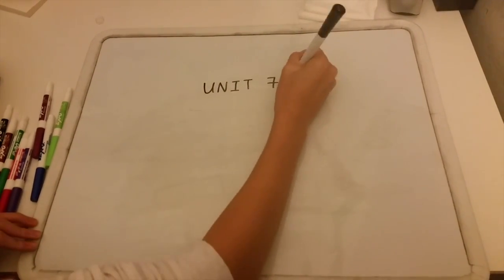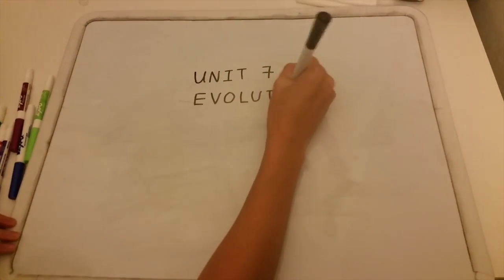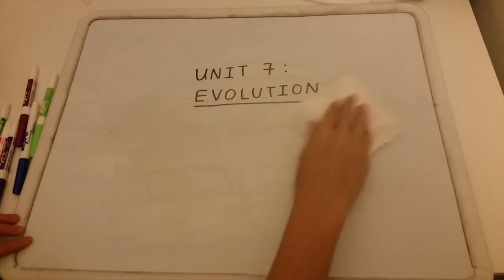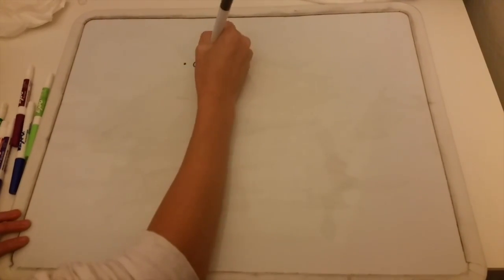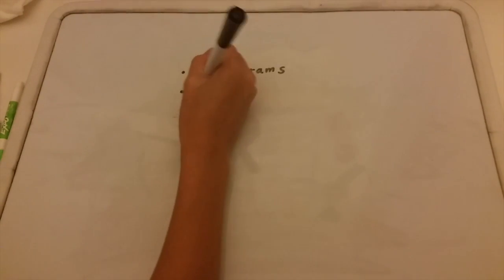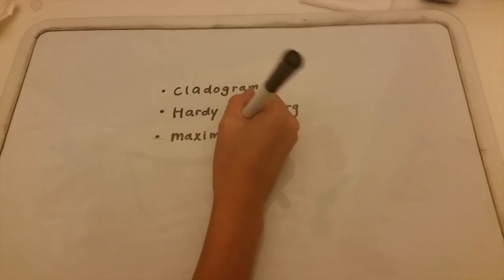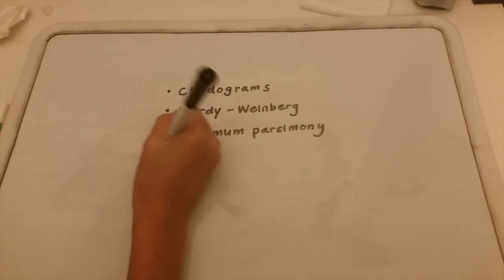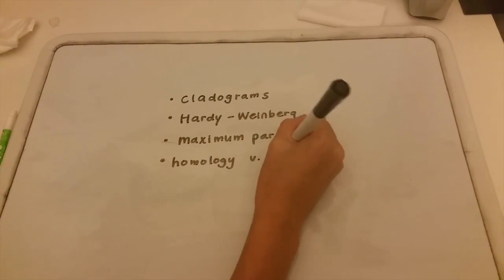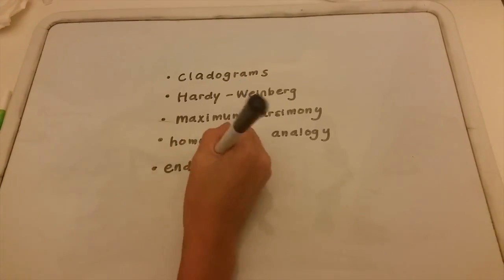Unit 7, Evolution. In this video, we will cover cladograms, Hardy-Weinberg equilibrium, the principle of maximum parsimony, homology versus analogy, and the endosymbiotic theory.